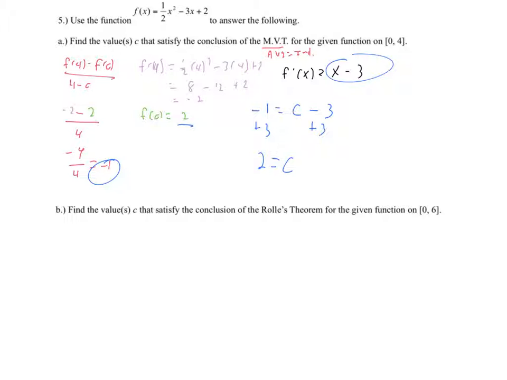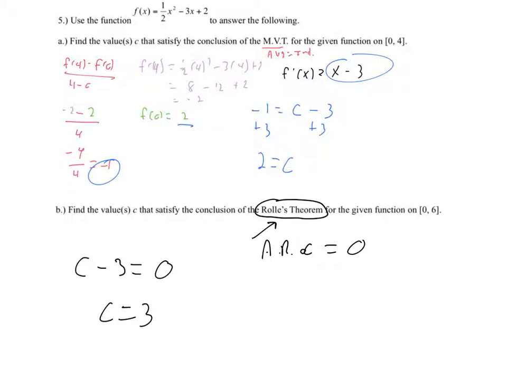Now, because this says Rolle's theorem, what do we know about the average rate of change? We know that the average rate of change is equal to 0. So we can just say, when is that derivative, c minus 3, equal to 0? When c is equal to 3. Because if we did f of 6 minus f of 0 over 6 minus 0, that is going to equal 0, because that's the special case of the mean value theorem where the average rate of change is equal to 0. And the x value of 3 is the place where that derivative is equal to 0.